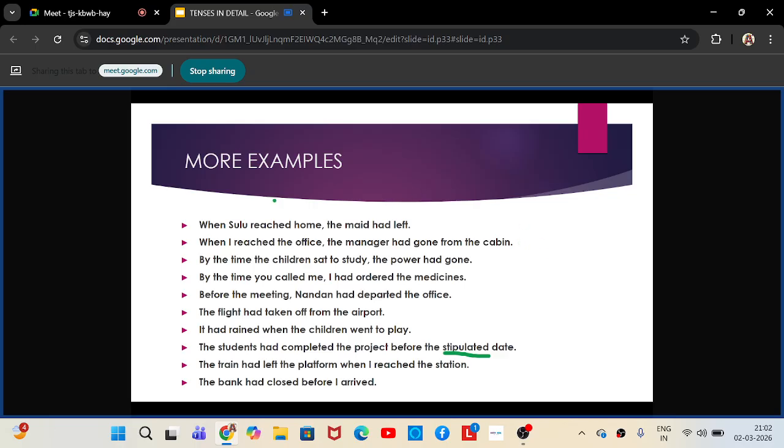So here you can see I have spoken two actions in each sentence, but one action took place first and then only the second action happened. So just go through the examples in your mind. See whether you are having any doubts.